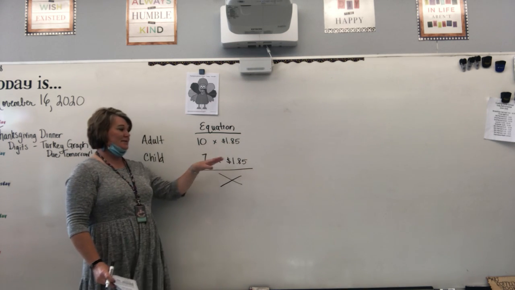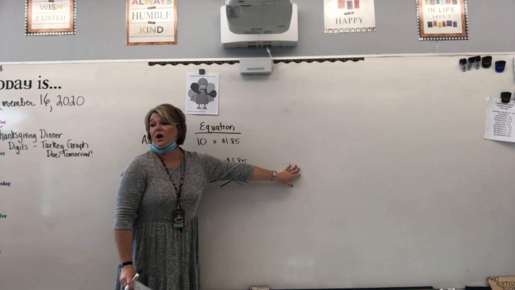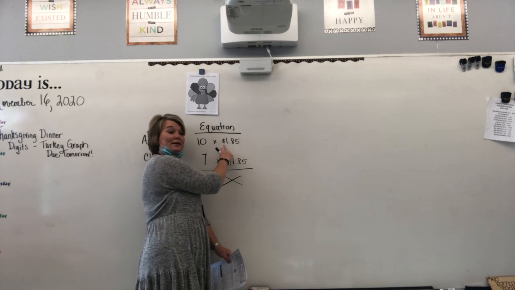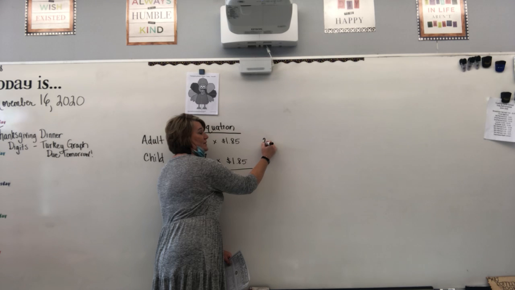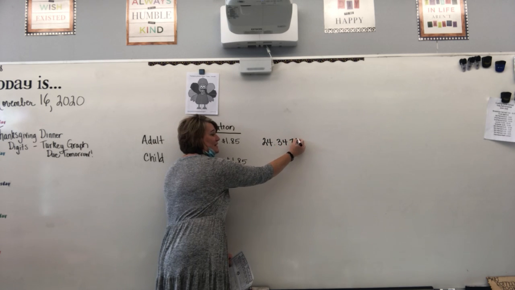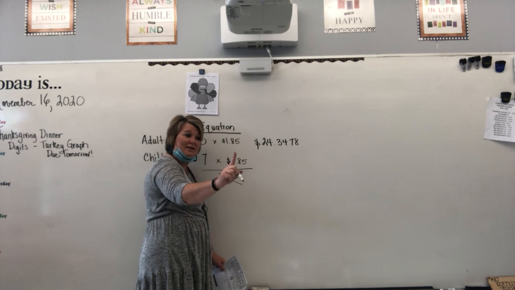And you can multiply this and get an answer. But stop for a minute, okay? Hold on, I haven't said go. Stop for a minute, Bentley. I haven't said go. If you get a number, because this is going to be money, if you get a number over here that's like $24.3478, that doesn't look like money. So you got to make it look like money.